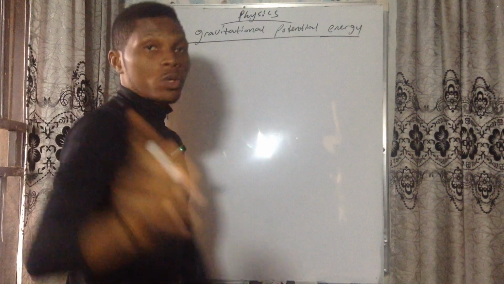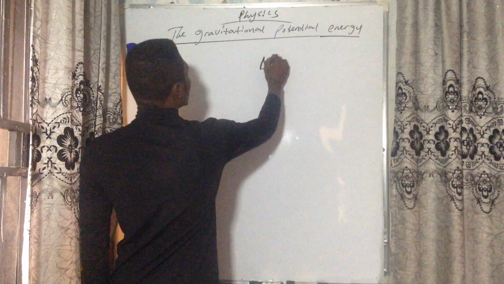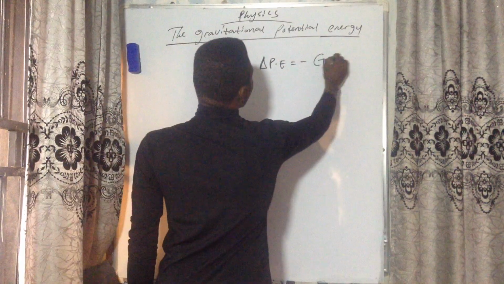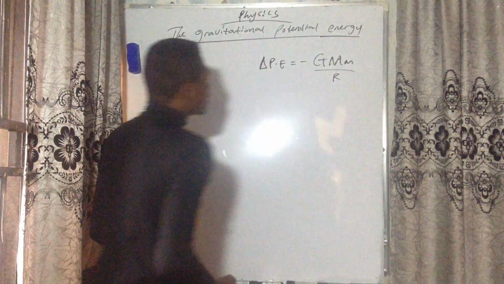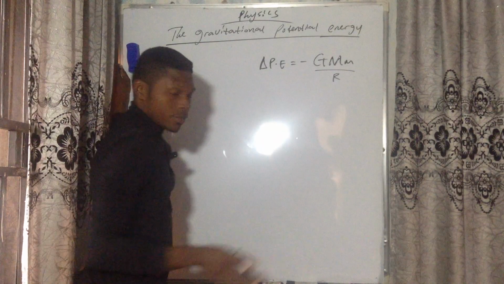Now let us show that the change in potential energy is equal to what? Minus GMm over R.